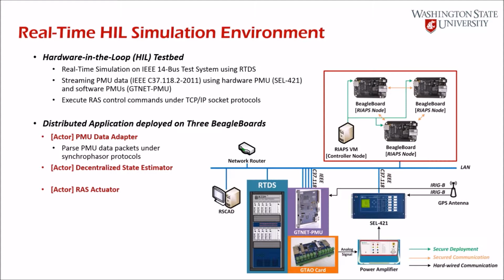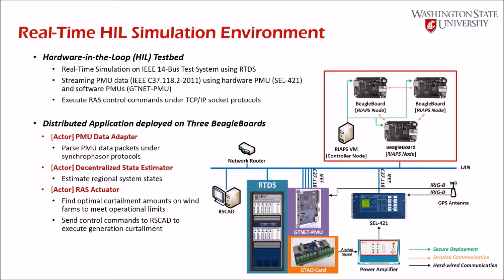When the state estimator receives the message, it will process the measurement data and estimate the system states in its region, then send the state messages to the RES actuator. The RES actuators among different regions will communicate with each other in order to find an optimal solution on wind curtailment amounts. Finally, the control command will be sent to the controller to curtail the wind generation output.